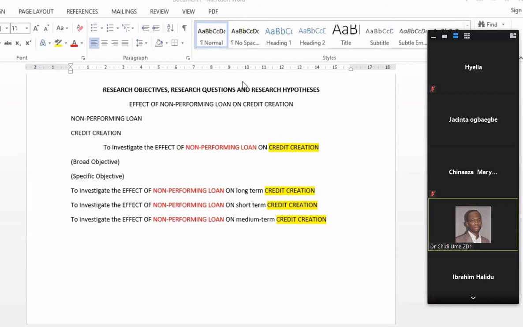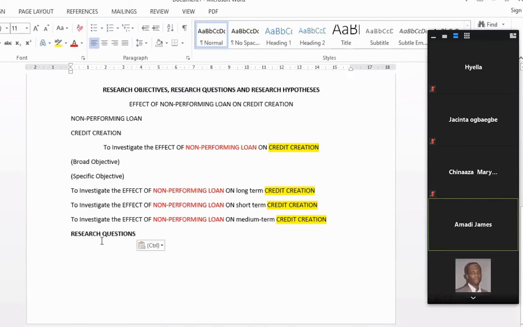Okay. So, having said that, we are moving now from specific objectives to research questions. Now, research questions are not WH questions. In fact, it is wrong for you to use what, when, how, why in asking research questions. Let me just write: does non-performing loan affect long-term credit creation?